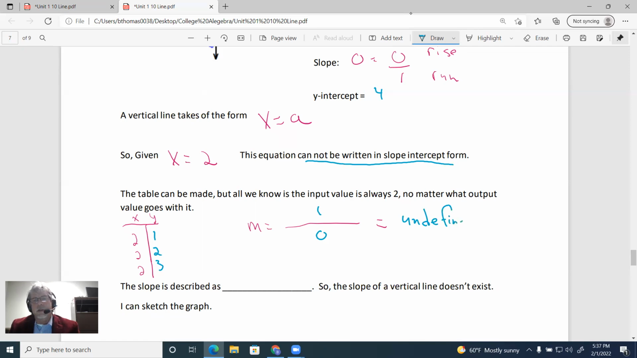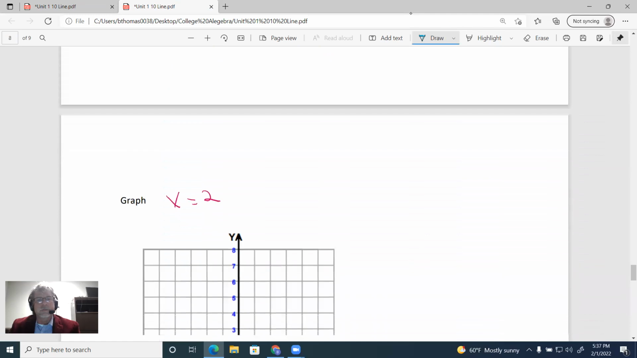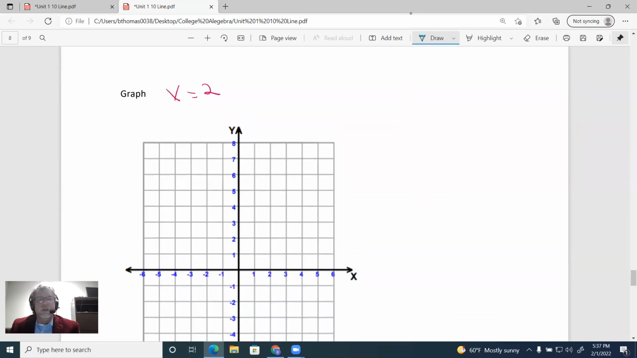Remember how we did that when there was 0 in the denominator. We also maybe refer to this as no slope. And since there's not a slope, we can't write a slope-intercept form. So that kind of comes across that way. So the slope is described as no slope or undefined slope. When this happens, we're going to have more of a vertical line graph. So if I come over here to the graph x equals 2, there is rise, but you cannot move left or right.